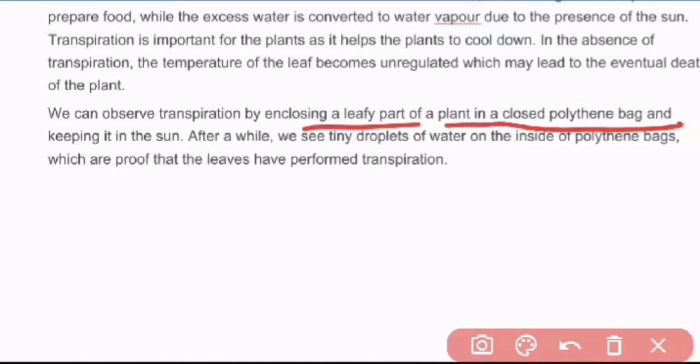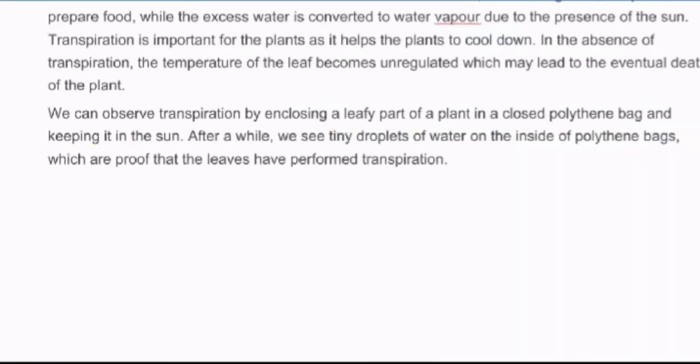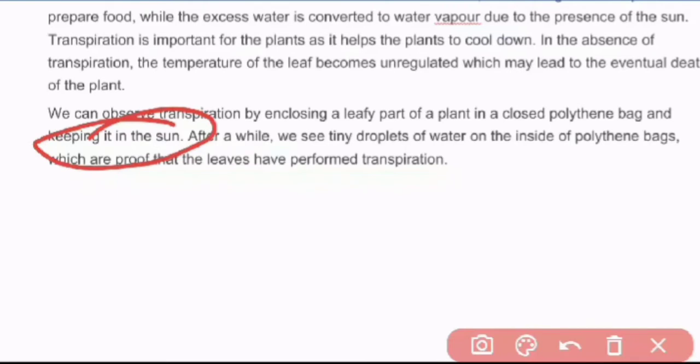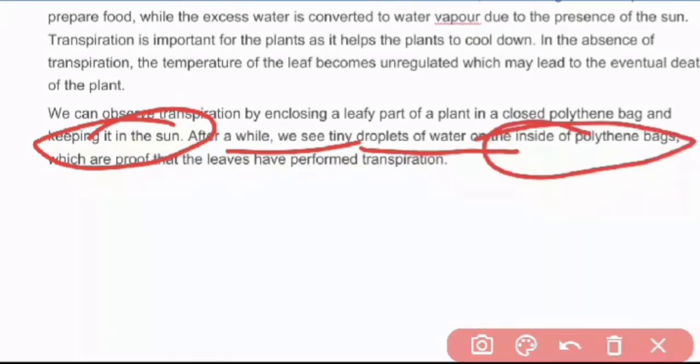And that plant should already be in the sun. It should not be an indoor plant. It should be an outdoor plant which we have kept in the sun. And after a while, what will you see? We see tiny droplets of water on the inside of the polythene bags. After some time, you will see that tiny water droplets have gathered inside the polythene bag.